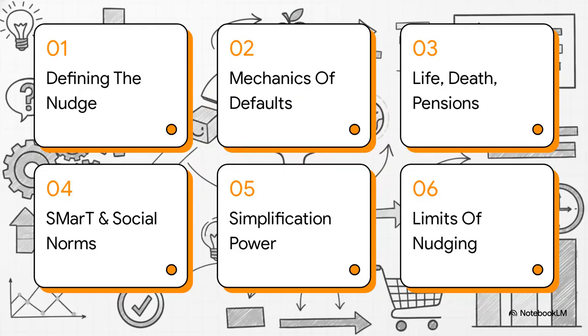Okay, let's dive right into our agenda for this explainer. First, defining the nudge. 2, the mechanics of defaults. 3, life, death, and pensions. 4, smart and social norms. 5, the power of simplification. And finally, 6, the limits of nudging.